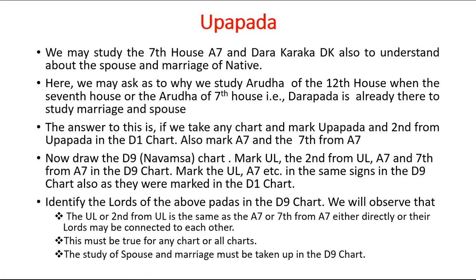The UL or the second from UL generally will be same as A7 or the 7th from A7, either directly or their lords will be connected to each other. Also understand that this should be true for any chart or all the charts. As such, the study of spouse and marriage must be taken up only in the D9 chart. So we will study the effects of Upapada lagna and Upapada as such in D9 chart only.